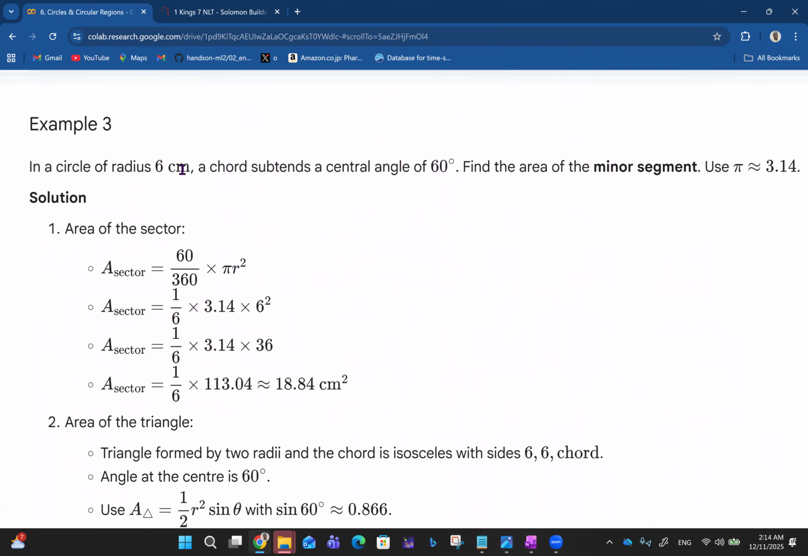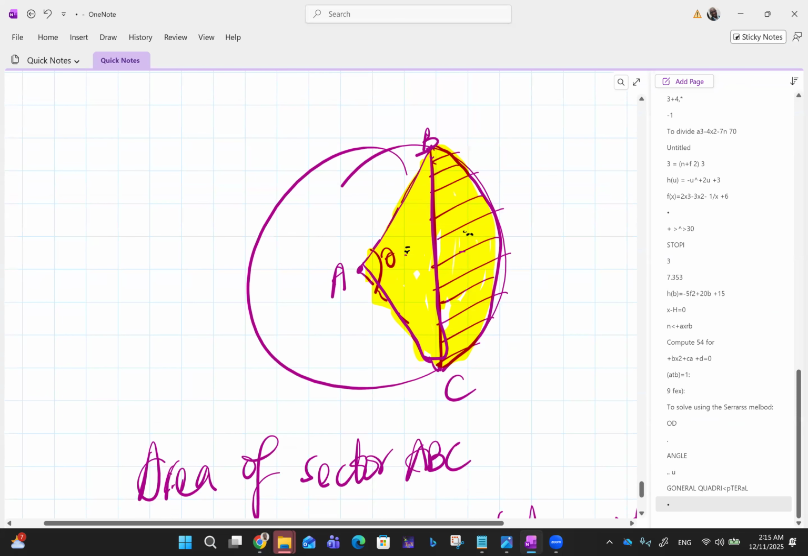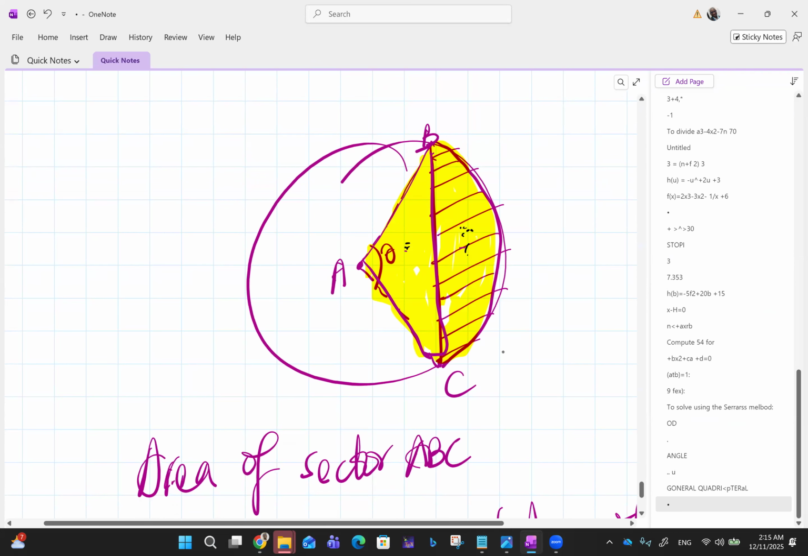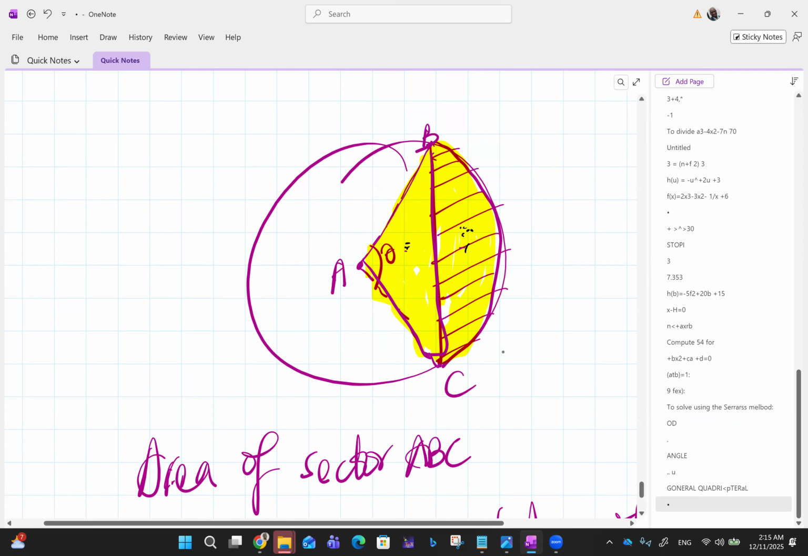So in a circle of radius 6 cm, a chord subtends a central angle of 60 degrees. Find the area of the minor segment. The minor segment, like I said the other time, there are two segments here. So this is the minor segment right here. The bigger segment is this whole other part, but that's not our interest. So we are looking for this minor segment right here.